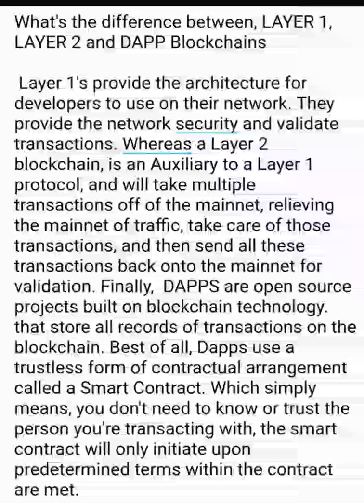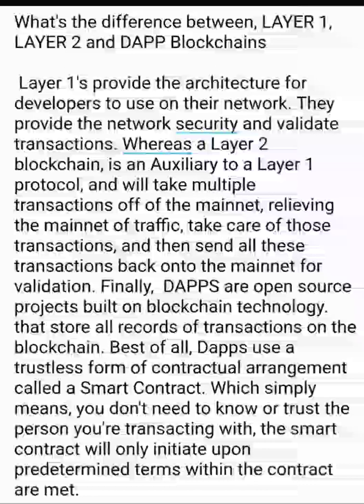And Dapps, decentralized applications, are those projects that are built on the blockchain technology for various reasons. Could be DeFi, decentralized finance, could be metaverse purposes, could be lending platforms, whatever the usages are. And they are open source. Anyone can see the coding. The transactions are kept on the blockchain for anyone to see.